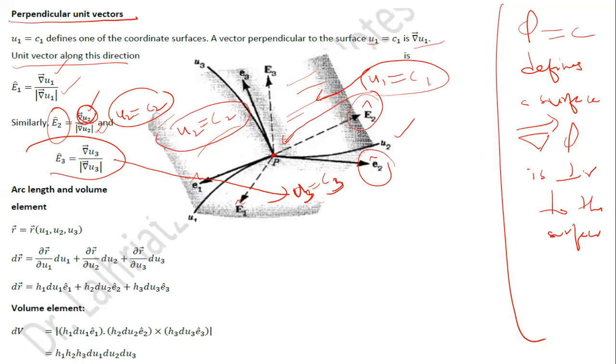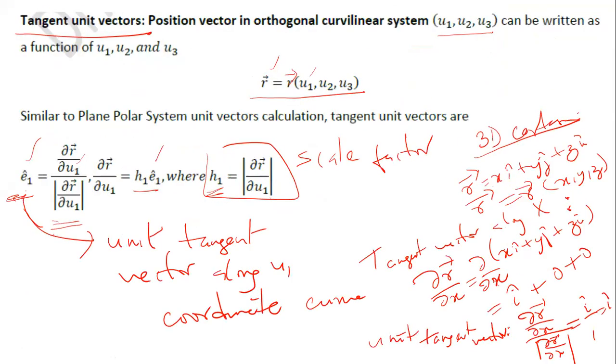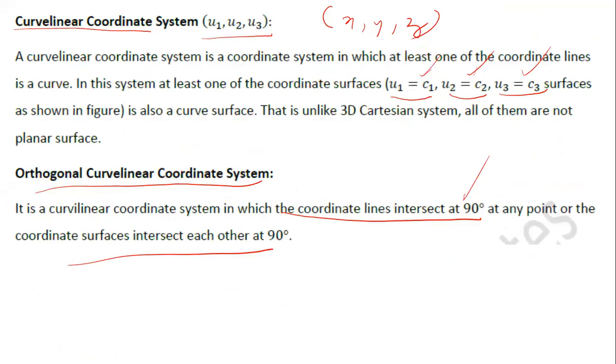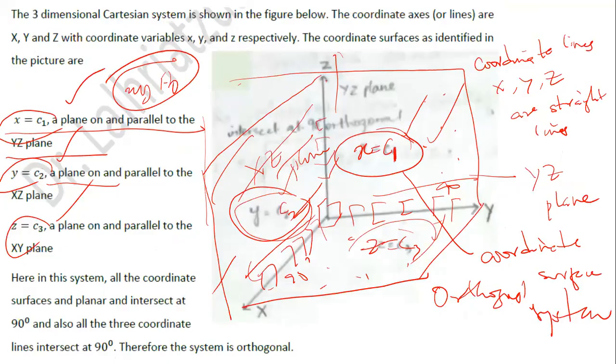All right. So today we have talked about a curvilinear coordinate system, and here we have discussed this 3D Cartesian system with our XYZ coordinate lines and the coordinate surfaces given by x equal to C1, y equal to C2 surface, z equal to C3 surface. So all these coordinate surfaces are perfectly planar surface. For every point on this YZ plane, the x value is fixed. So that's what the surface equation is.